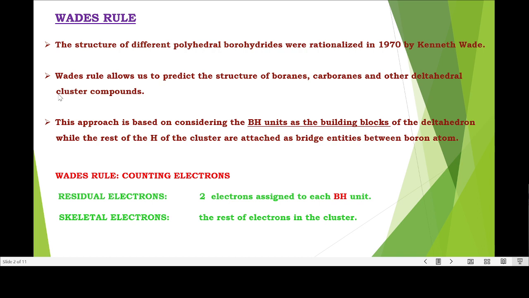This approach is based on considering the number of BH units as building blocks of the deltahedron, while the rest of the hydrogens of the clusters are attached as bridge entities between boron atoms. The electrons in the boranes can be counted as residual and skeletal electrons. Residual electrons are 2 electrons assigned to each BH unit. Skeletal electrons are the rest of the electrons in the clusters.